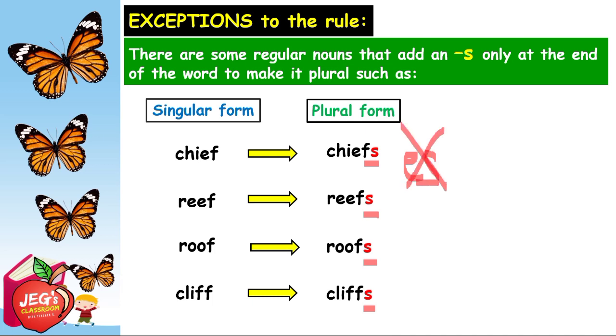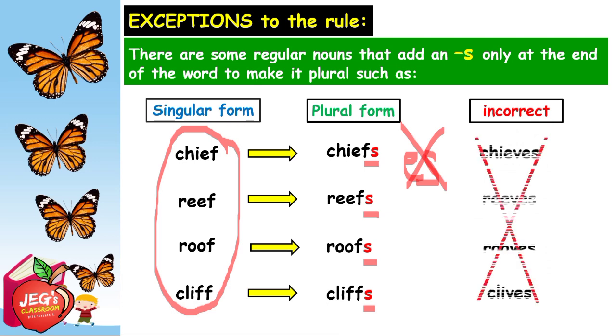Adding an ES is wrong because these words are exceptions to the rule and you have to memorize this to avoid mistakes in the future. Never spell these words in this way because this is incorrect.